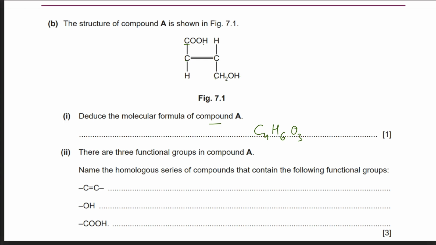Okay. There are 3 functional groups in compound A. Name the homologous series of compounds that contain the following functional group. Any compound that contains C double bond C is called alkene, with the E, alkene. And OH is for alcohol. And then COOH, we discussed this. This is a carboxylic acid.